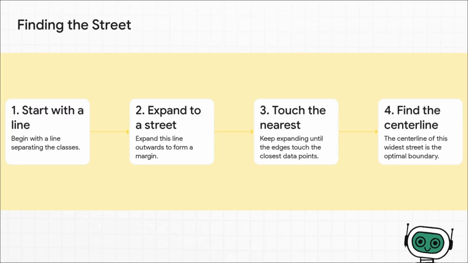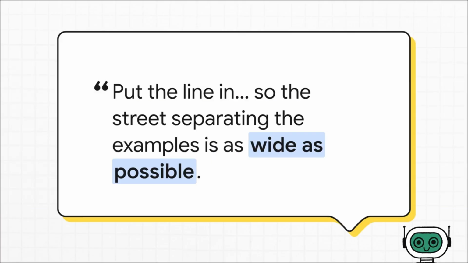Here's how that works, visually. You can start with any line. Then you start expanding it, making it wider and wider, creating a street. You keep expanding until the edges of the street just barely touch the closest point from each group. That's it, you stop. The center line of that specific street, the widest one you could possibly make, is your optimal boundary. And that's really the whole game here. It's not just about separating things, it's about creating the biggest possible buffer zone between them.